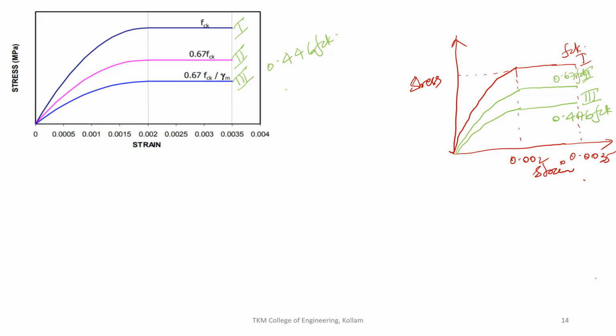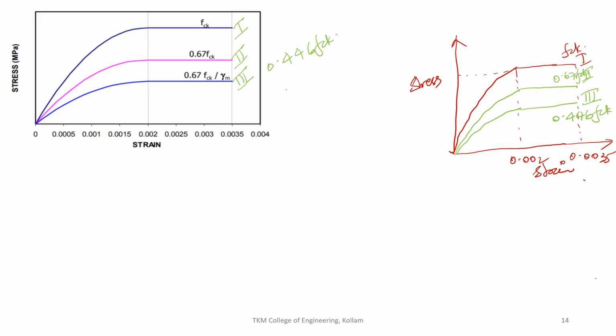Curve 1 corresponds to the stress strain relation of a cube prepared and tested under laboratory condition. To get curve 2, a factor 0.67 is introduced to account for the difference in field and laboratory conditions. Further, a partial safety factor of material, that is 1.5, is introduced to get curve 3, which is used as the design stress strain diagram for limit state design.